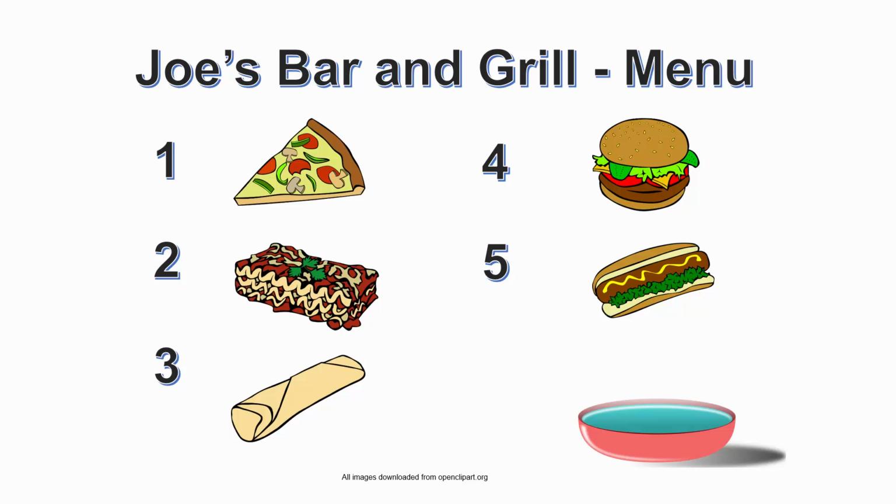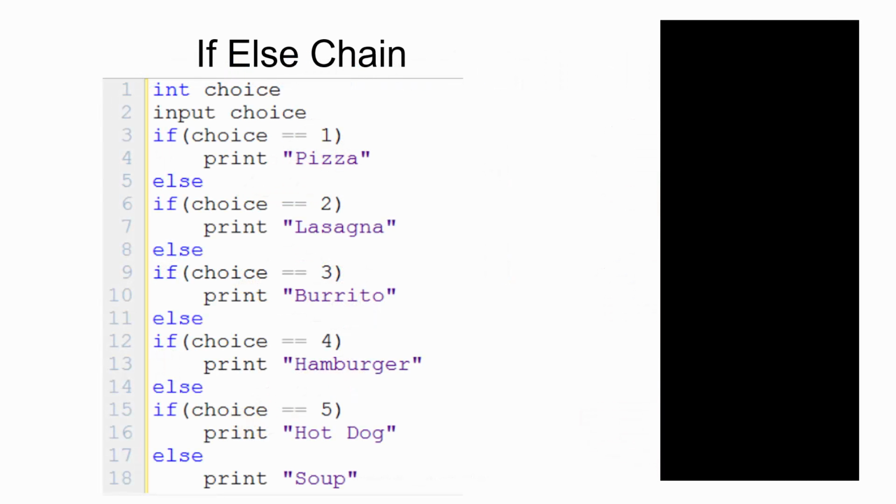bowl of soup. One way to write this sequence of choices is to use if-else statements in a chain series, as you can see here. A choice is made, and then the if statements are examined in order. An input value of 1 causes the first if statement to be true, which prints the word pizza, and then skips all of the rest of the if statements, passing control to the rest of the program.